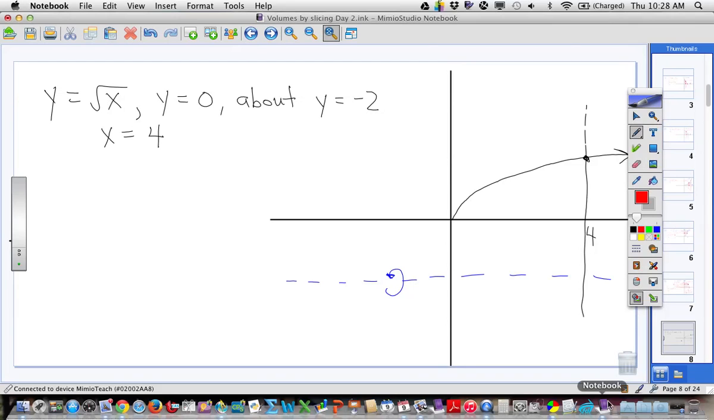Okay, so you would have to draw, and you would have your calculators if you needed to. So you need to draw y equals square root of x, x equals 4, and of course y equals 0 is the x-axis. So that tells me that this is the region that I am revolving. Okay? And then it would say, find the volume of the solid when that region is revolved about the line y equals -2. So we're going to revolve it around that line there.